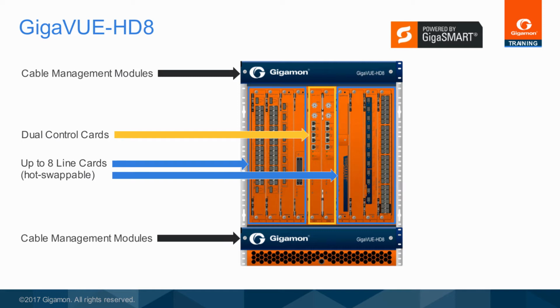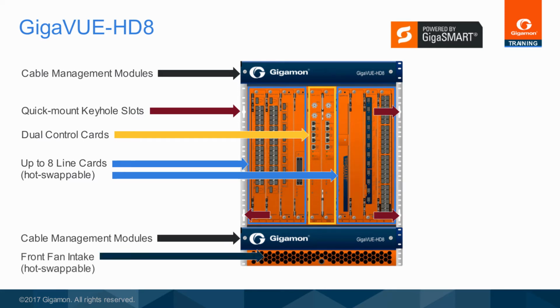The GigaVUE HD8 is designed for easy installation using quick mount keyhole slots. The design incorporates front-to-back airflow for operation in data centers running hot and cold aisles. Line cards, power supplies, and fans are all hot swappable. In the event of a failure, restoration of service for the failed part can almost always be performed without shutting down the node. That means the visibility fabric remains operational throughout. Only the affected part is impacted, and tools continue to receive traffic. The chassis can be configured to provide SNMP notifications in the event of component failures.